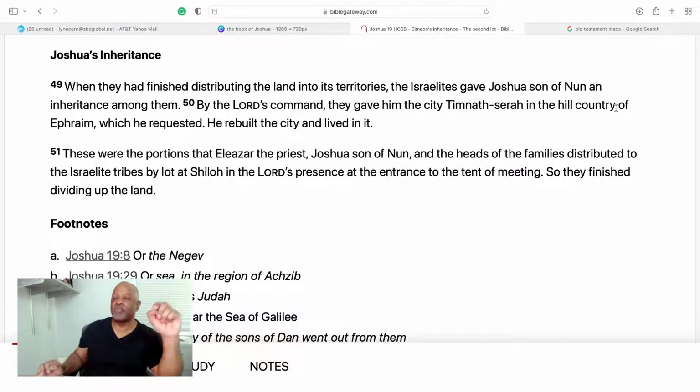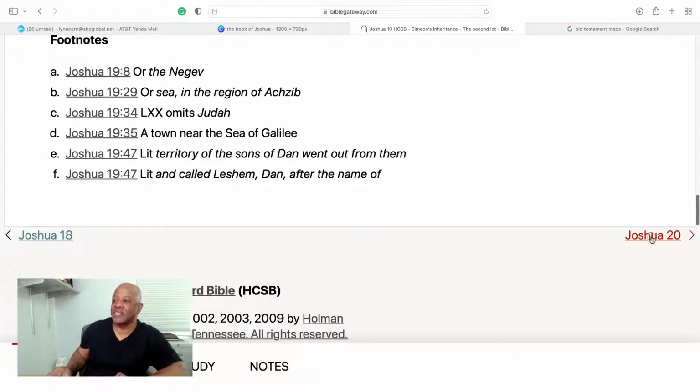But anyway, by the end of the book here, verse 51, these were the portions of Eleazar the priest, Joshua the son of Nun, and all the heads of the family distributed to Israelite tribes by lot at Shiloh in the Lord's presence at the entrance of the tent of meeting. So they finished dividing up the lands.